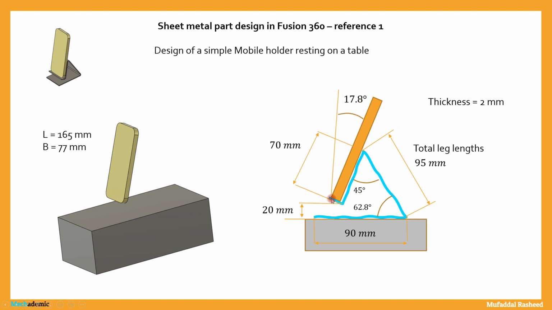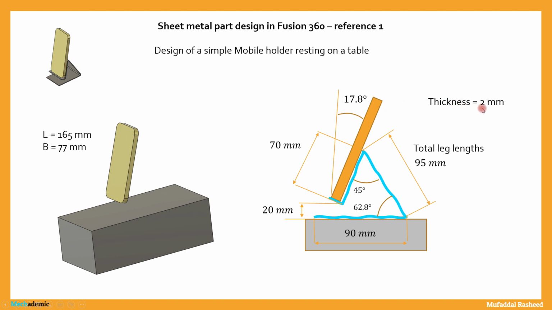So here is a rough sketch based on which we can design. You want a part like this which has these bends, one over here, this one over here, and at the bottom it has the largest surface which is resting on the table. And here are the specifications given for that drawing. Using these specifications, we will start designing in the sheet metal workspace in Fusion 360.